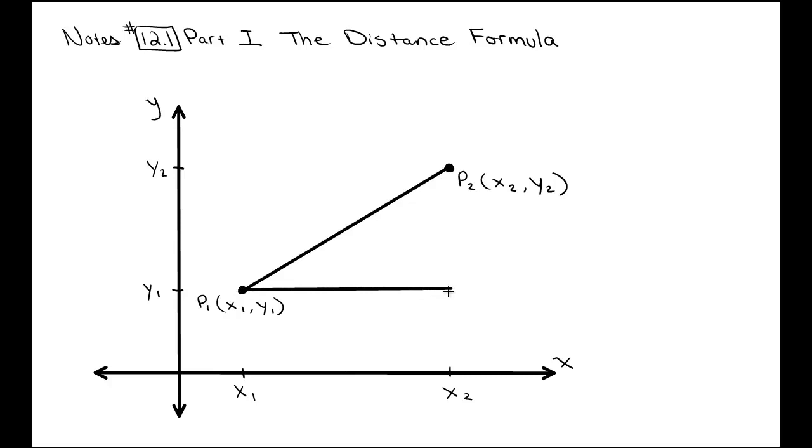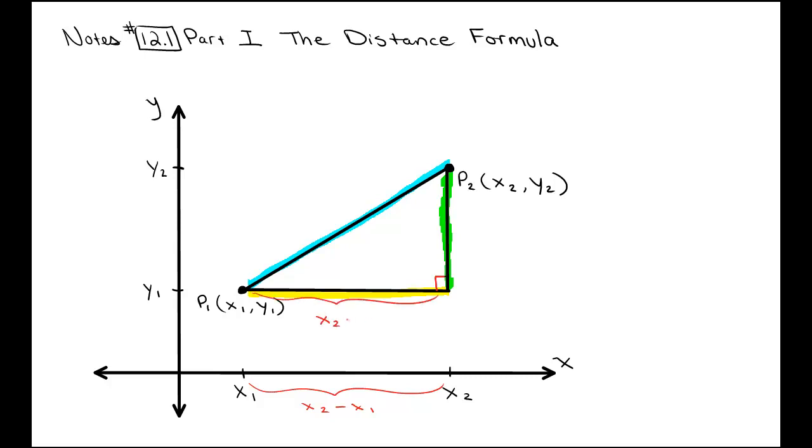I could form a right triangle here. Okay, so let's say this is a right triangle. If I could find this leg of this right triangle, and I could find this leg of this right triangle, then I would be able to find the hypotenuse. And I can do this by subtracting these distances. If I subtract these x values, it's going to be x sub 2 minus x sub 1. That's going to give me this distance right here for this leg. And if I subtract the y values over here, that's going to give me that green leg. So that's going to be y sub 2 minus y sub 1.